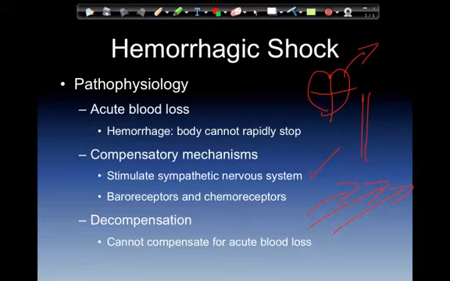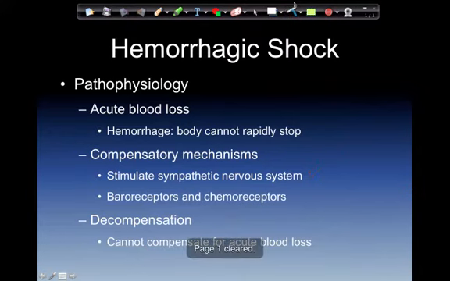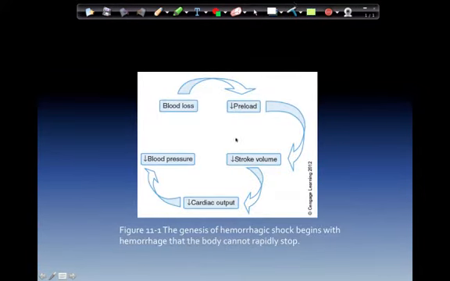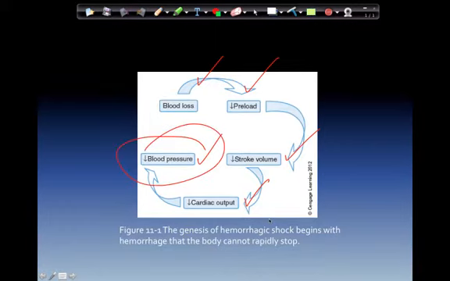So fluid boluses are important, but if we put enough fluid on board to make them bleed pink, or get rid of all the formed elements, they still can't carry the oxygen. Blood loss decreases the amount of preload coming into the pulmonary trunk, which reduces the stroke volume, which in turn reduces the cardiac output, which reduces the blood pressure. Without this, organs don't get perfused.